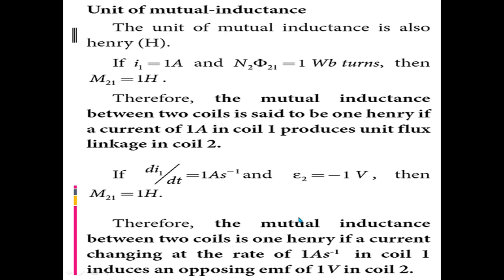Once again, I repeat the definition. Please note it down, children. This is very important. What is the 1 Henry of mutual inductance? The mutual inductance between two coils is 1 Henry if a current changing at the rate of 1 ampere per second in coil 1 induces an opposing EMF of 1 volt in coil number 2. So these two definitions of 1 Henry of mutual inductance are very important.